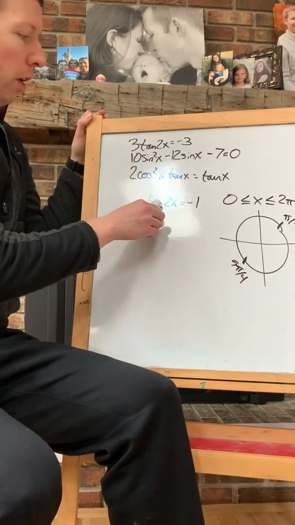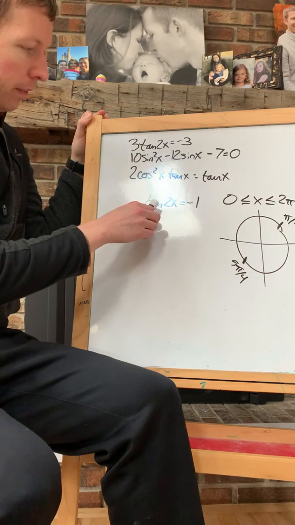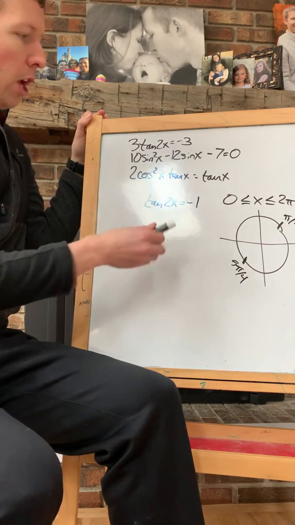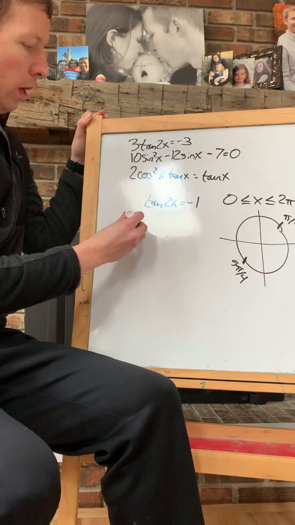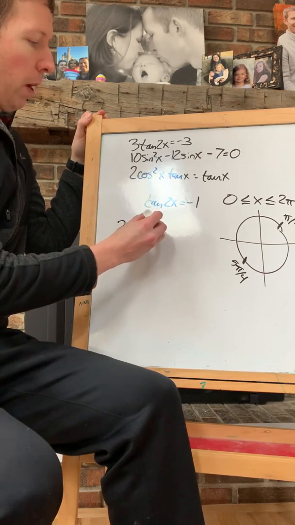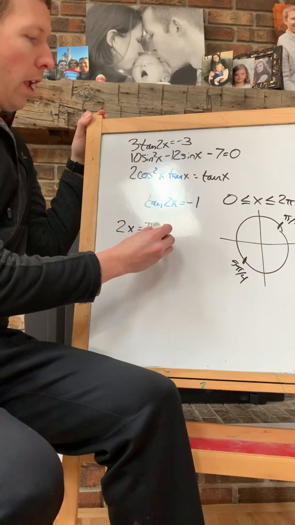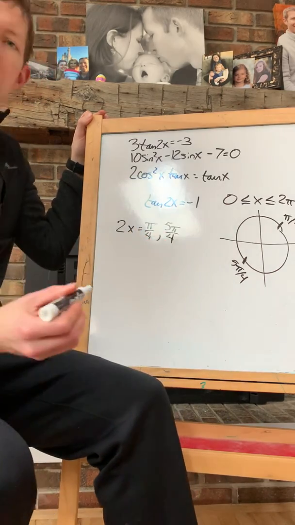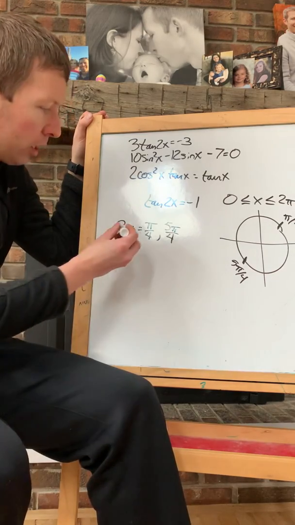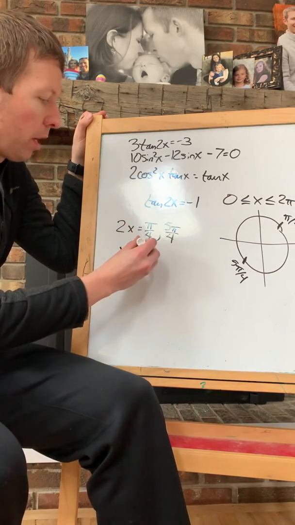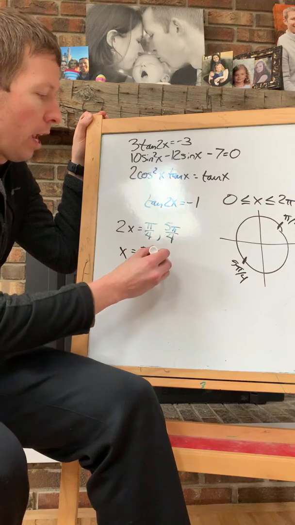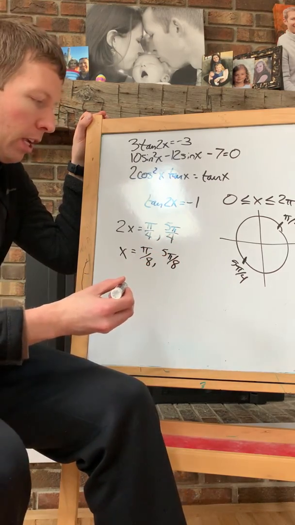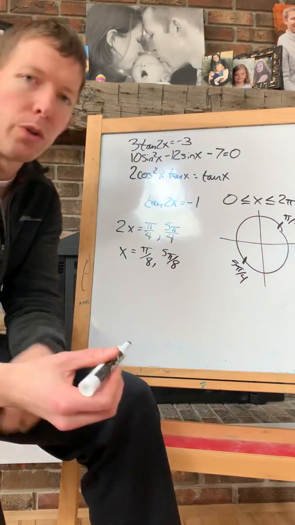But remember, in this situation, this is what you're taking the tangent of. And so what that means is that 2x would be equal to pi over 4 and 5 pi over 4, which means that x would be equal to pi over 8 and 5 pi over 8. And those would be the answers that you're looking for.